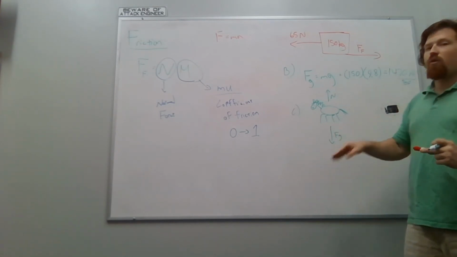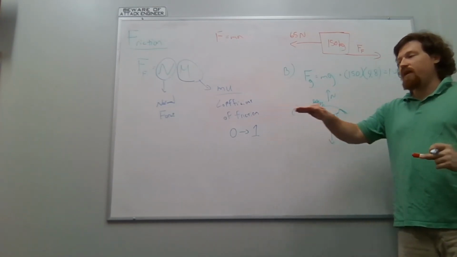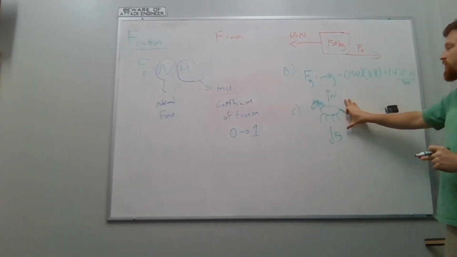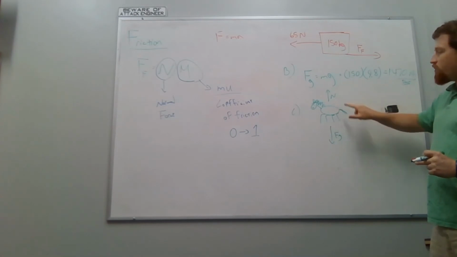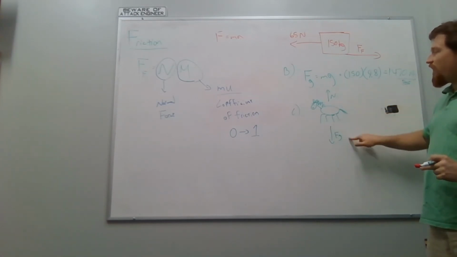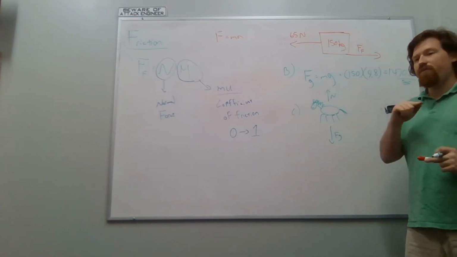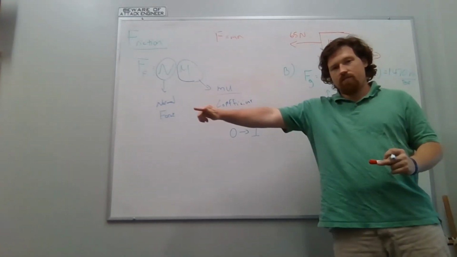And we know, since the horse is not accelerating up or down, it's not rising or falling, that its vertical forces must add up to 0. So the normal force and the force of gravity must be equal and opposite in order for this horse to be moving only horizontally.